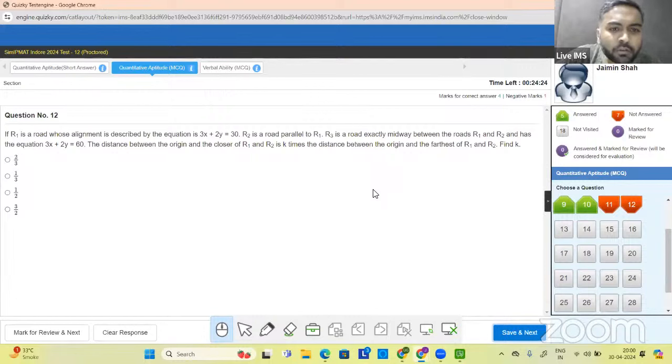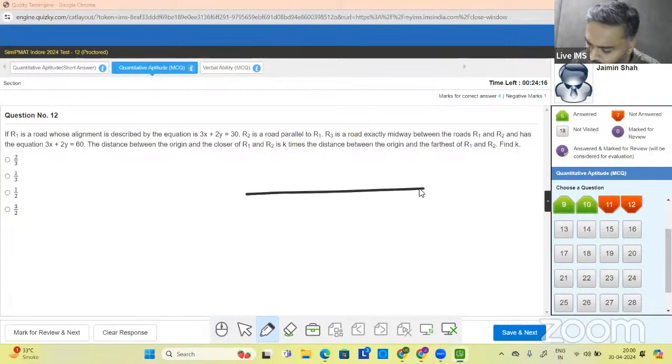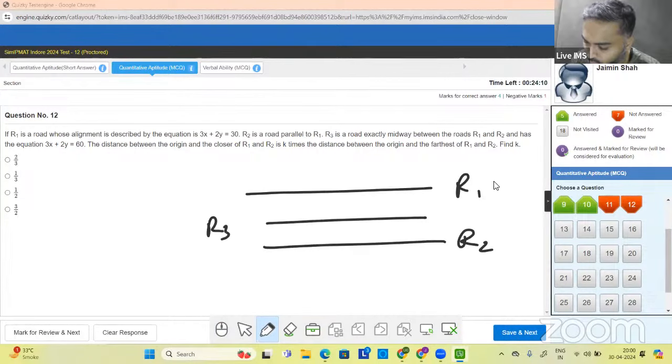The distance between the origin and the closest of R1 and R2 is k times the distance between, wait, so this is R1, this is R2 and this is R3, and the distance between the origin and the closest of R1 and R2, okay, if this is the origin, is k times the distance between the origin and the farthest of R1 and R2. No no, whatever it is, this distance is k times this distance, find k.